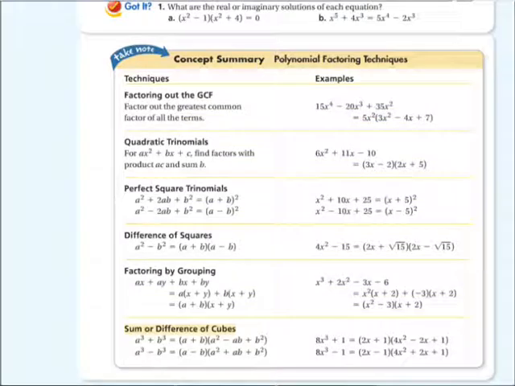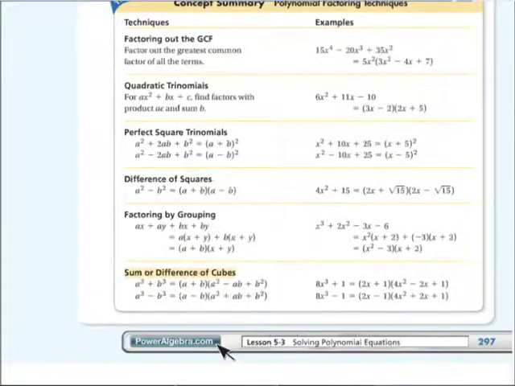Alright, let's take a look at polynomial factoring techniques. So these are all things that we have done before and some examples of them, so just some things to keep in mind. So factoring out GCF, we just did that. Quadratic trinomials, we just did that. Perfect square trinomials, that was our special case. Here's the other special case, which is difference of squares.